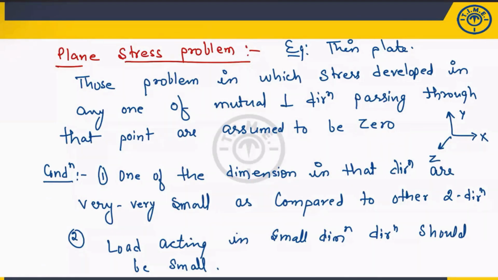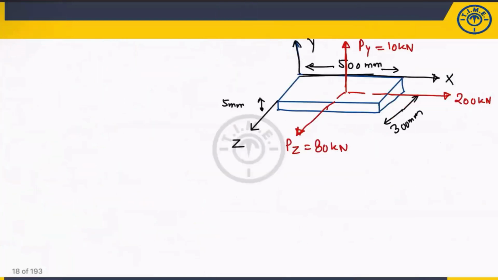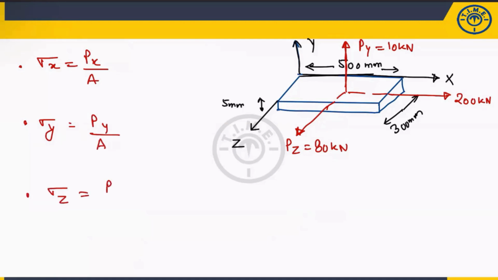Okay, now the meaning of plane stress problem is that the stress developed in one of the dimensions will be very small. Either the stress value in the z direction is small, or y direction is small, or x is small as compared to the other two. So I will check the value of stress in the x direction. Stress in x means the load acting in x divided by area. Stress in y is load in y divided by area, and the stress in z is load in z divided by area.